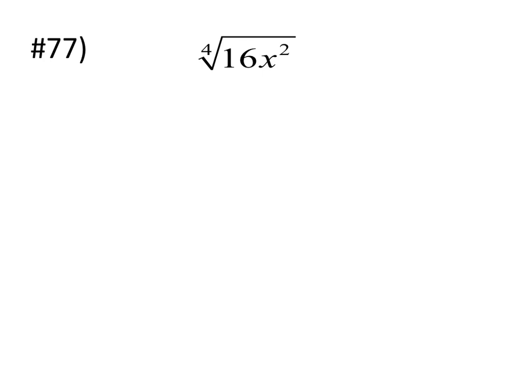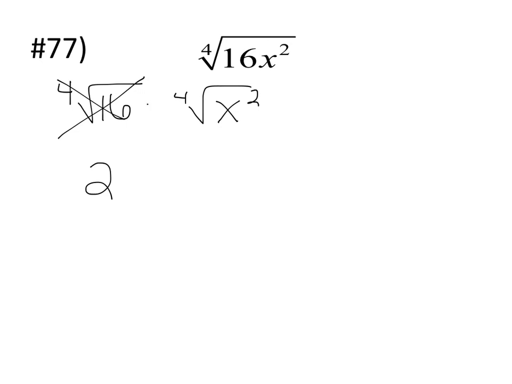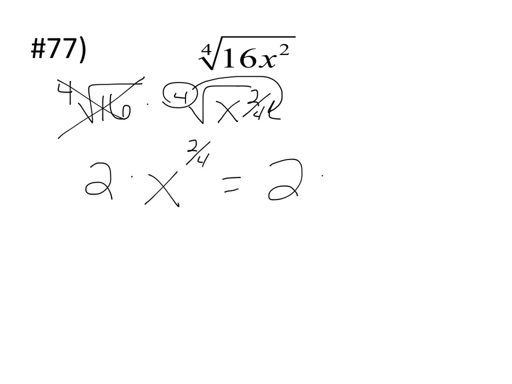Okay? Now same thing here. But the first thing I'm going to do is break this up. The fourth root of 16 times the fourth root of x squared. Well, the fourth root of 16 is just 2. So we can get rid of that. And here I'm going to take the index back and make it my denominator. So this is going to give me x to the 2/4, which is the same as x to the 1/2.